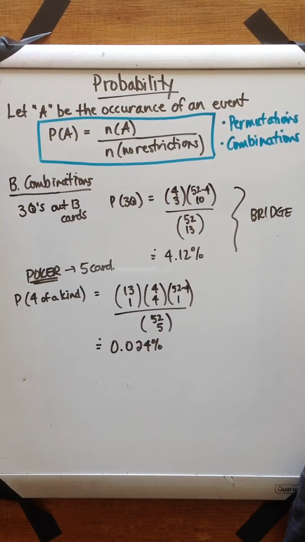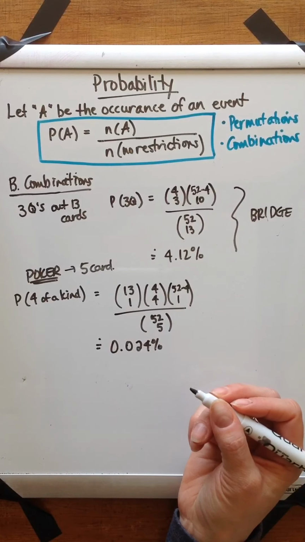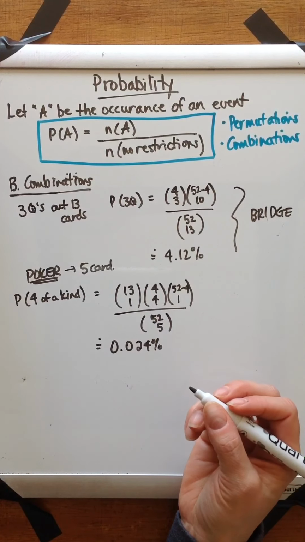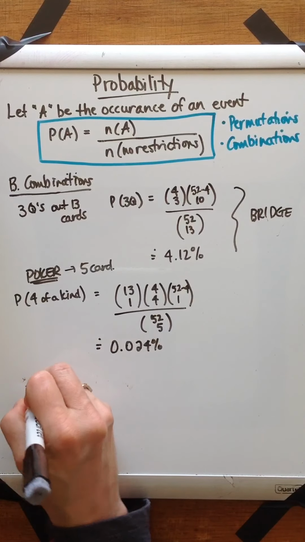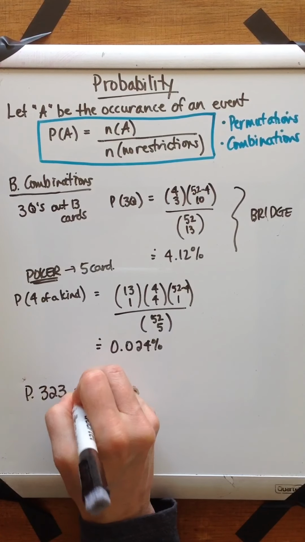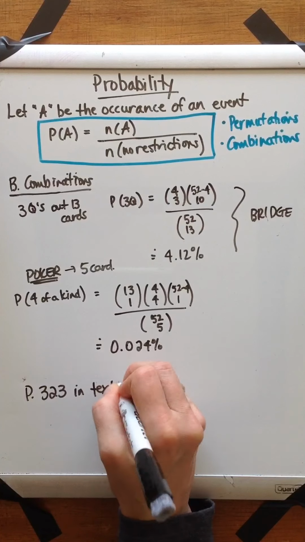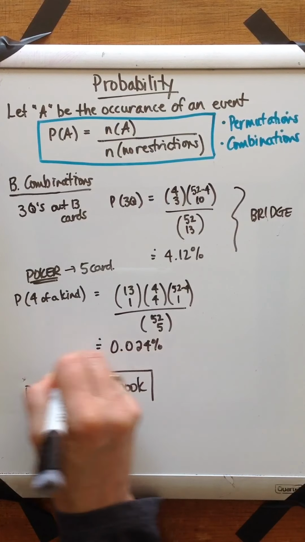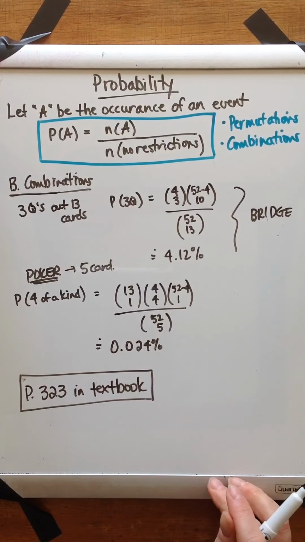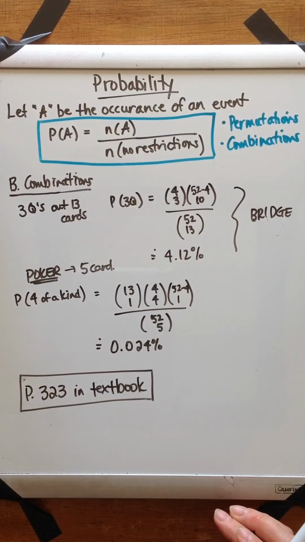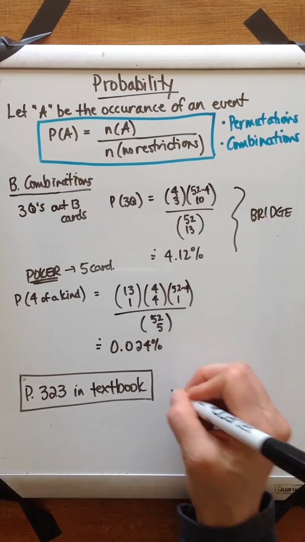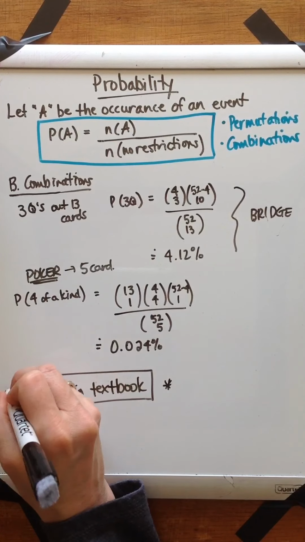All right, for fun, if you like a challenge in terms of probability calculations, there's a really fantastic example on page 323 in your textbook that I encourage you to read and have some fun with. It asks the question about what is the probability of two people in a classroom sharing the same birthday. And that will depend on the number of people in the class for sure. But go take a look at that example because it's kind of fun.